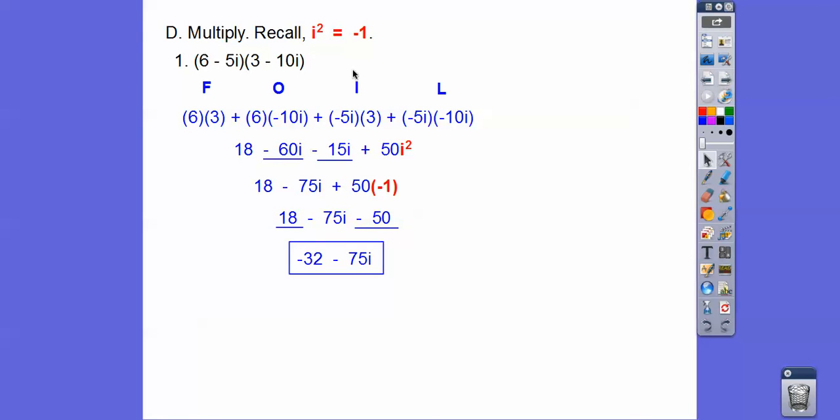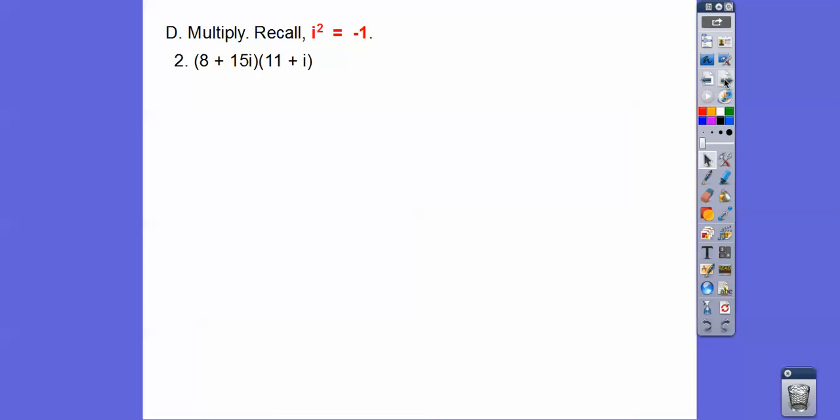So first times first is 18. Outer times outer, so 6 times -10i is -60i. Inner times inner is going to be a -15i squared, and then this -5i times this -10i is going to get us a negative times a negative, a positive 50i squared, but this i squared makes it a -50 right there. All right, let's try that again.